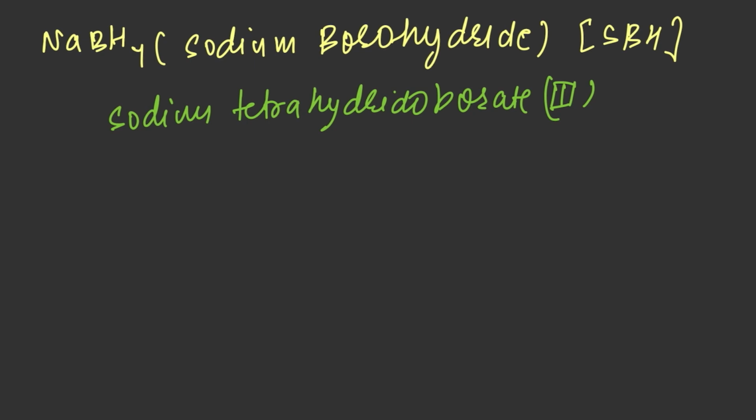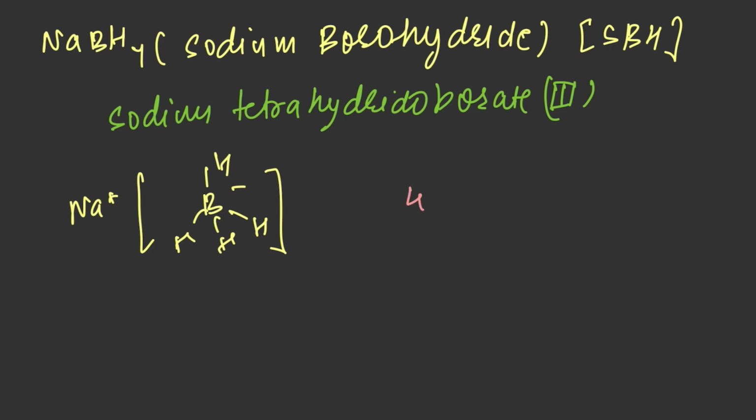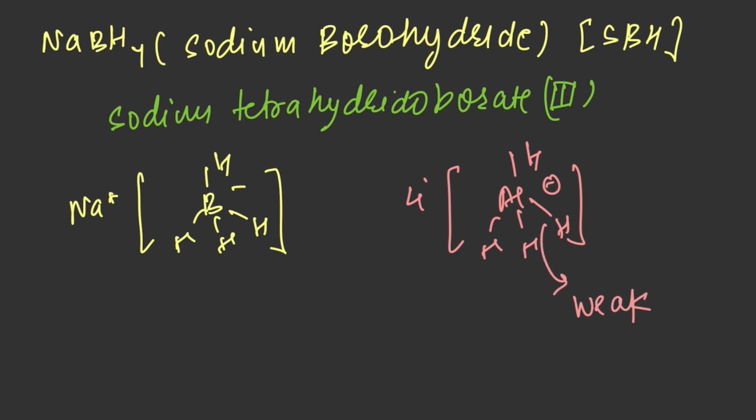How does it look like? It looks like Na plus, and we have B, H, H, H, and H4 minus. Actually, if we compare it with LiAlH4, lithium, Al, H, H, H, and H minus. So LiAlH4 has a weaker bond as compared to NaBH4 because of the overlapping of boron and aluminum.